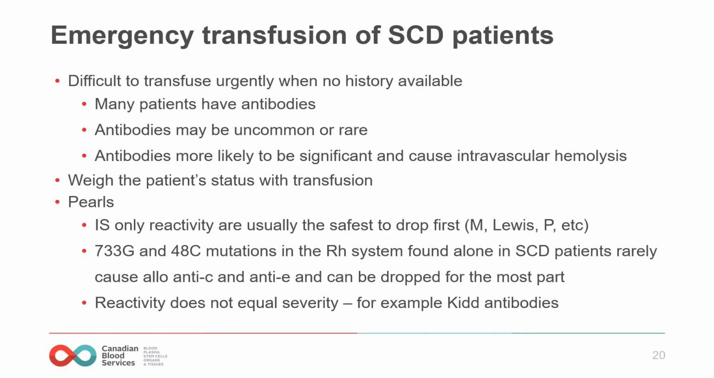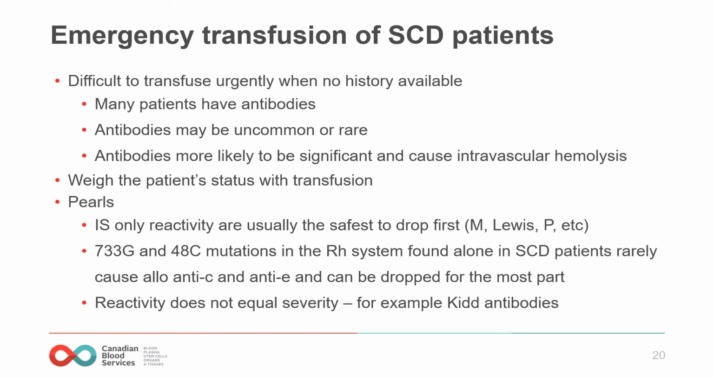The goal for this case is how to transfuse sickle cell disease patients in emergency situations. We all know that it's difficult to transfuse urgently when no history is available. Sickle cell disease patients usually have antibodies, and the antibodies may be uncommon or rare. Antibodies are also more likely to be significant and can cause intravascular hemolysis. We must weigh the patient's status with transfusion.